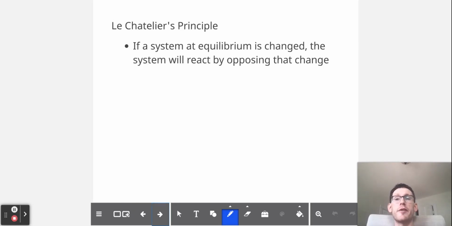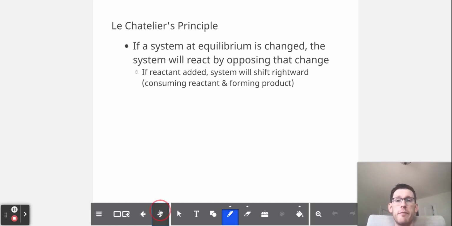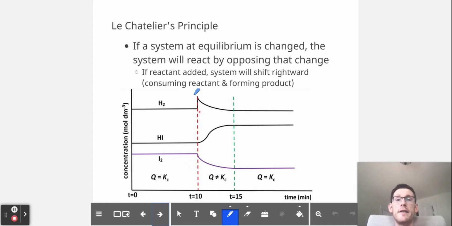On to Le Chatelier's principle, which simply states that if a system at equilibrium is changed, the system will react by opposing whatever that change might be. So if a reactant is added, the system will shift rightward to consume some amount of that added reactant and produce some product. We see that in the equilibrium between H2, I2, and HI in this chart, wherein the H2 reactant is increased at time t equals 10, and the system responds by consuming some of it and consuming some I2 in order to produce HI.